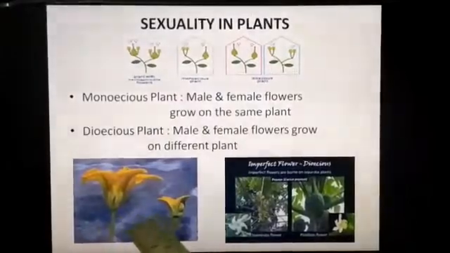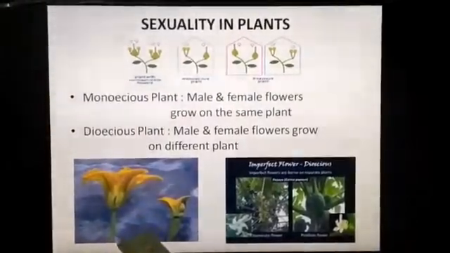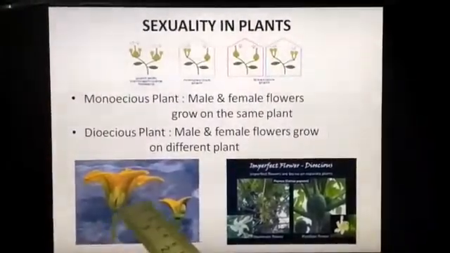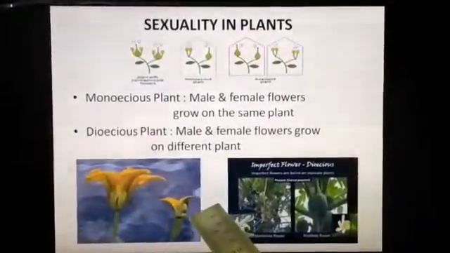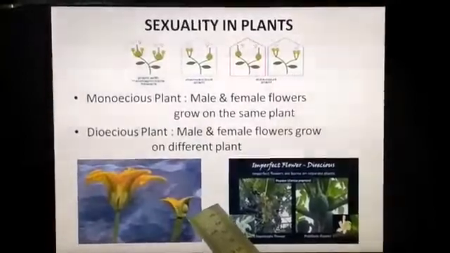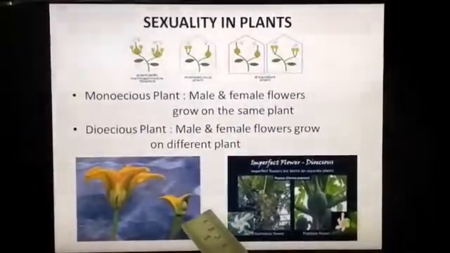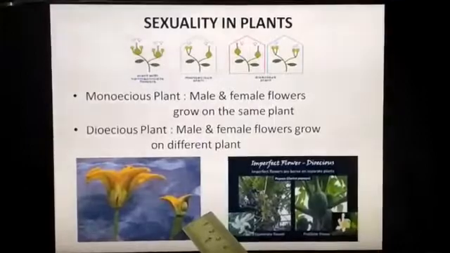These are the two flowers of a pumpkin plant growing on the same plant. This is a male flower, that is a staminate flower, and here is the female flower, the pistillate flower, because we see here the vegetable growing at the base of the flower.